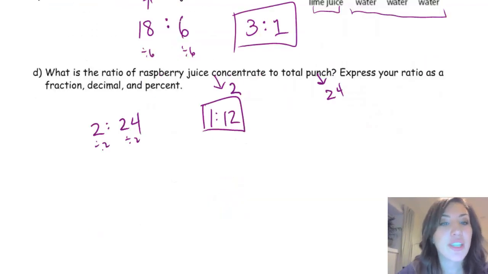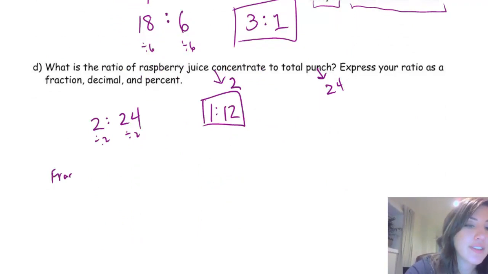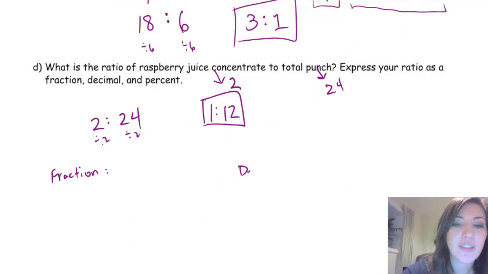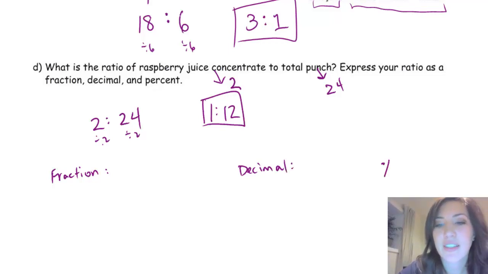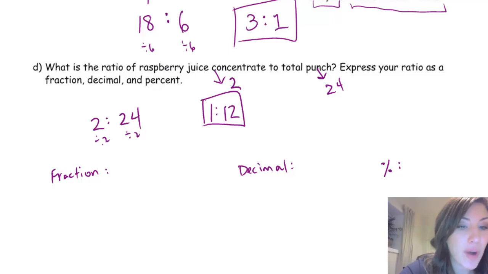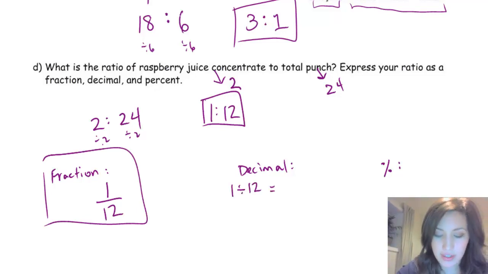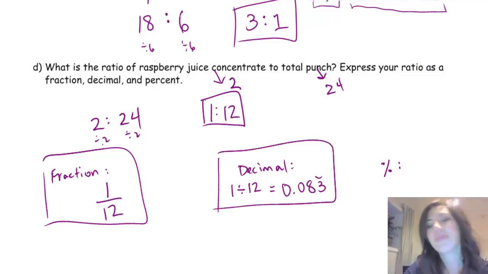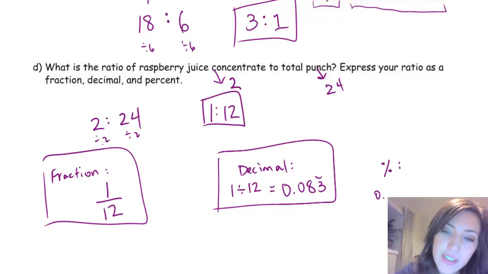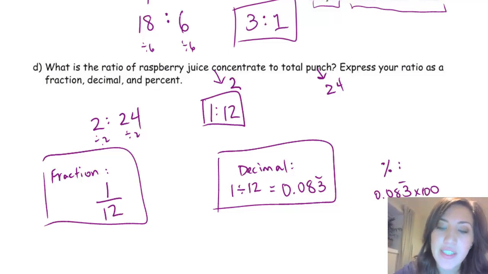Now we need to express this as a fraction, decimal, and percent. So as a fraction, you could just say 1 over 12. There you go. So there's our answer as a fraction. As a decimal, we would say 1 divided by 12, and this gives us a decimal of 0.083 repeating. So there's our decimal, 0.0833333. And that as a percent, we would say 0.083 times 100 to give us the percent, which gives us 8.3 repeating percent. There you go.